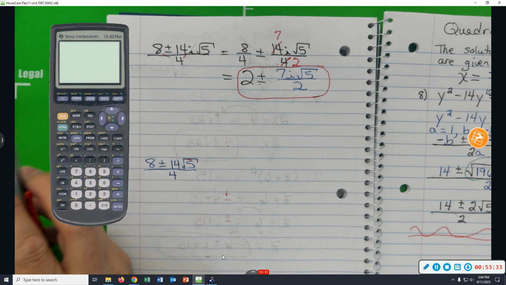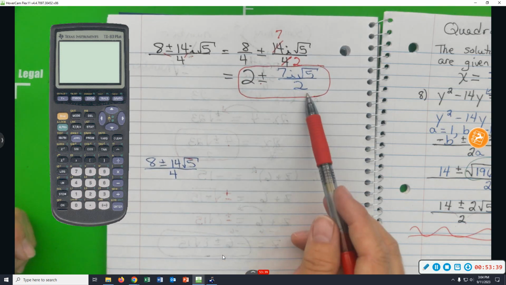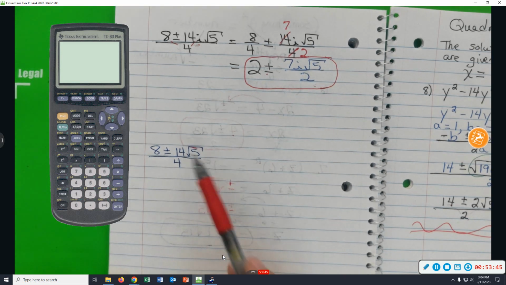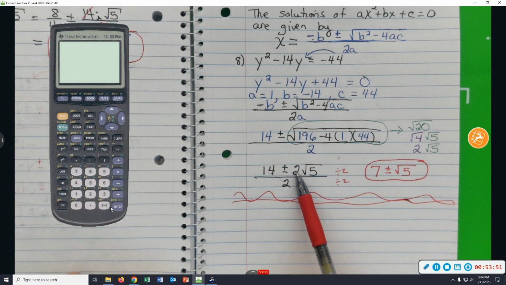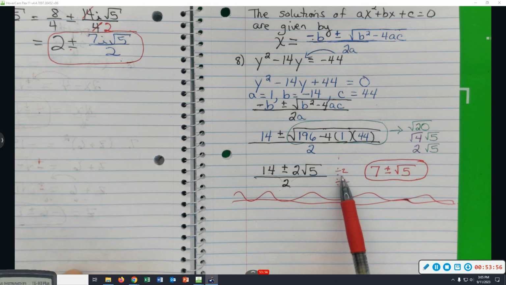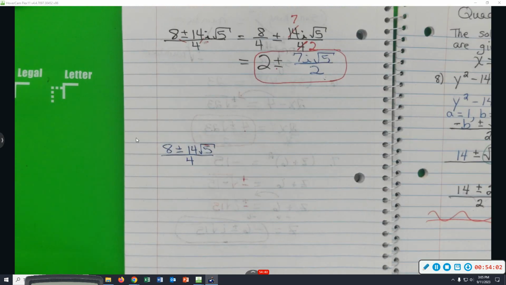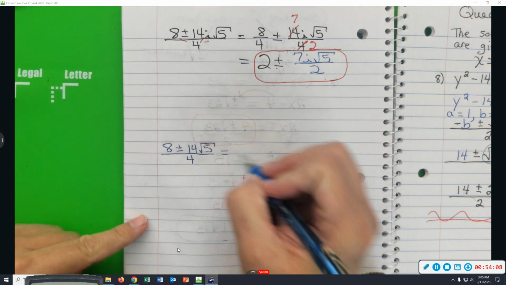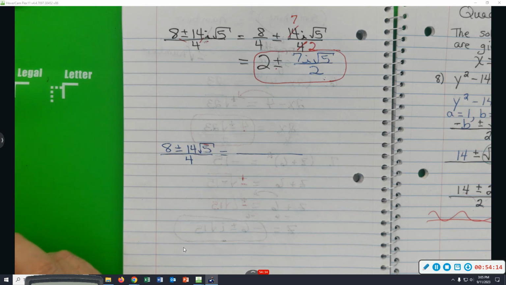If there's an i on top, separate and cancel individually. If there isn't an i on top, look at this one right here. There's no i. You do what my brother did a moment ago. 2, 14, 2. What's the biggest number that divides evenly into those? 2. So you divide them all by 2. Coming back to this one: 8, 14, and 4. What's the biggest number that divides evenly into 8, 14, and 4? They're all divisible by 2.